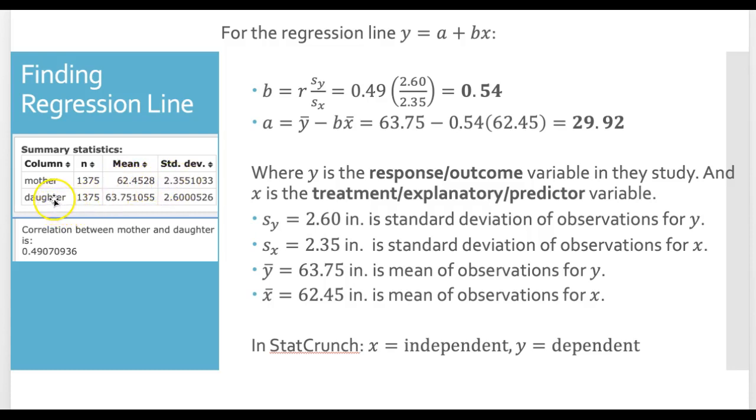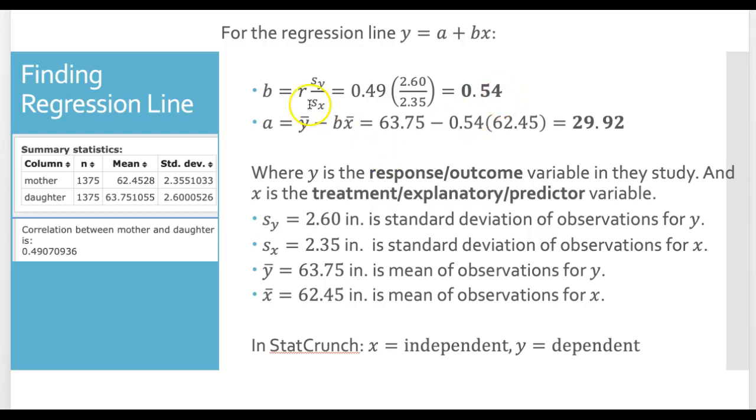And since daughter's height is a response or outcome variable, this is my Y bar and my S sub Y, standard deviation of Y. Okay, so it's very important we label those right away. That way, if we need to use these formulas, we know how to plug in correctly. Okay, so here's my correlation, standard deviation of daughter's height over standard deviation of mother's height. And that's what we get here. We get 0.54, which is what we saw in the previous slides.